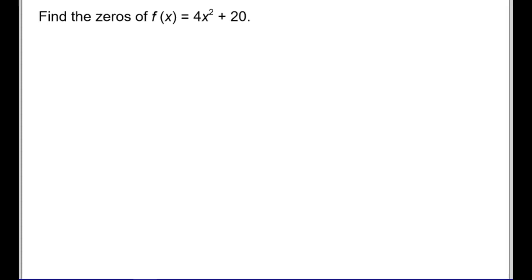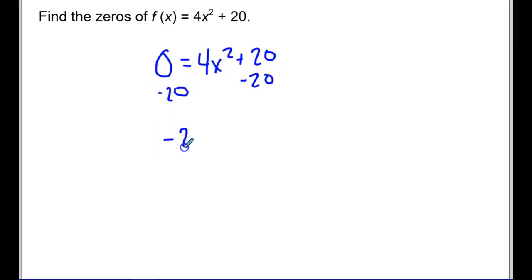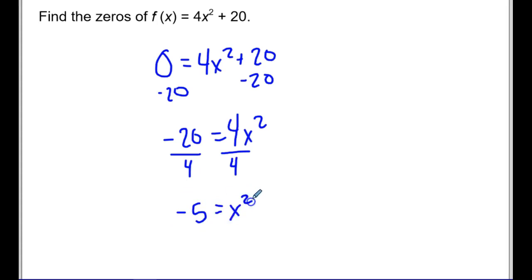So now we're just going to find the zeros of this one, very similar to what we just did. So when I'm finding the zeros, I know that I'm finding those intercepts where my y equals 0. So I can set that up. 0 equals 4x squared plus 20. So we need to get this x squared by itself, so we subtract 20. So negative 20 equals 4x squared. Well, to get this by itself, it's multiplying, so to undo, I divide. So negative 5 equals x squared.